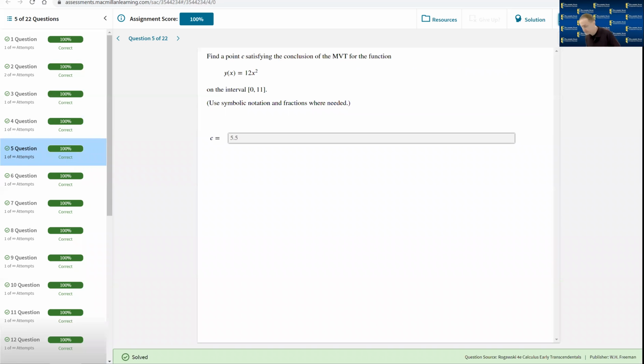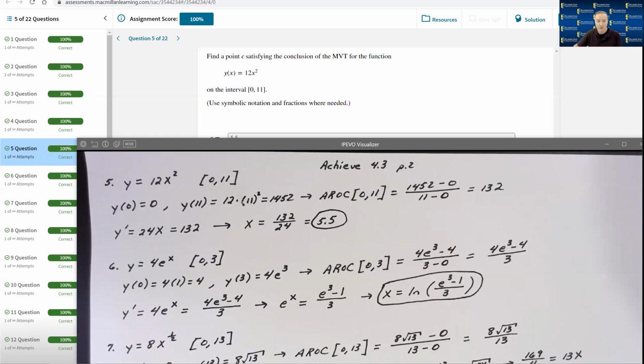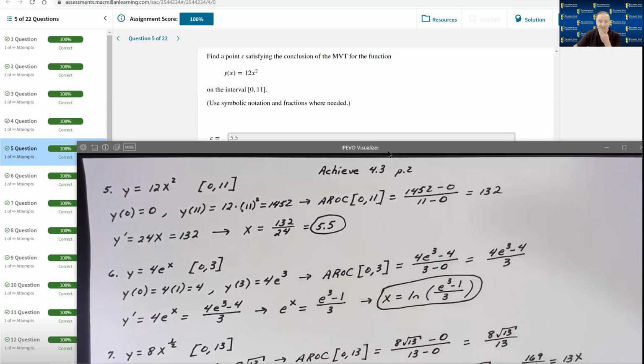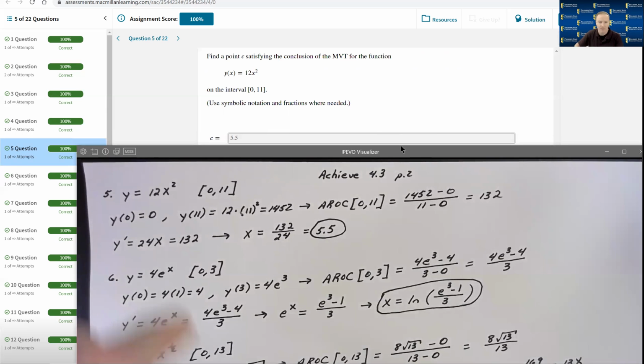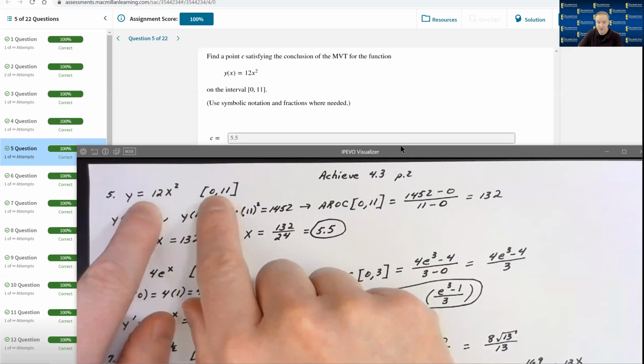Up next here, we have another mean value theorem problem. Here's my work that I did on mine for this one. It says to find a point c satisfying the conclusion of the mean value theorem for 12x squared. So again, easy problem to work with, at least as far as taking the derivative. The only slightly challenging part of this one is we get some fairly large numbers in it. We have 12x to the second from 0 to 11.